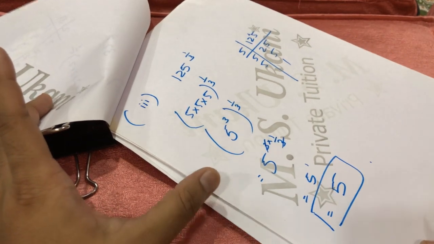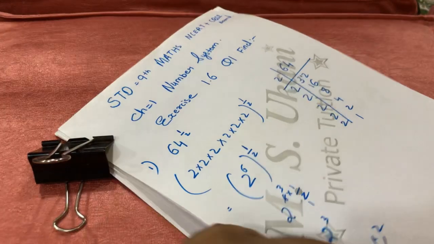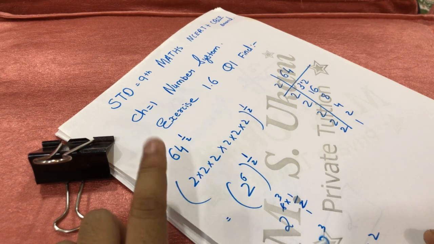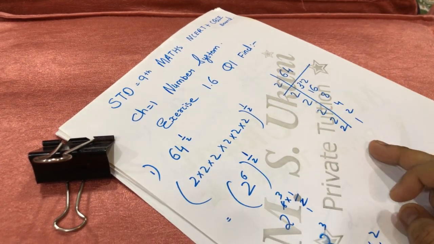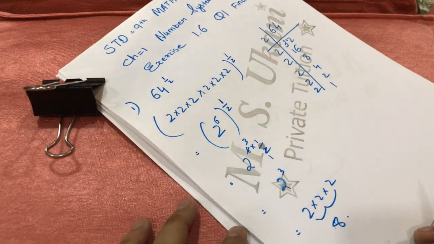So in this way we will calculate all the 3 sums related to exercise 1.6 question 1. Take out the prime factor for all the digits and convert it into power form. Then it will be easy for you.